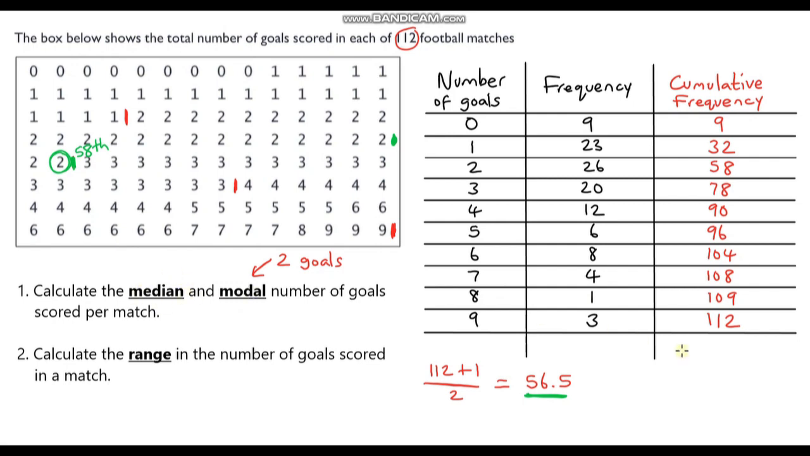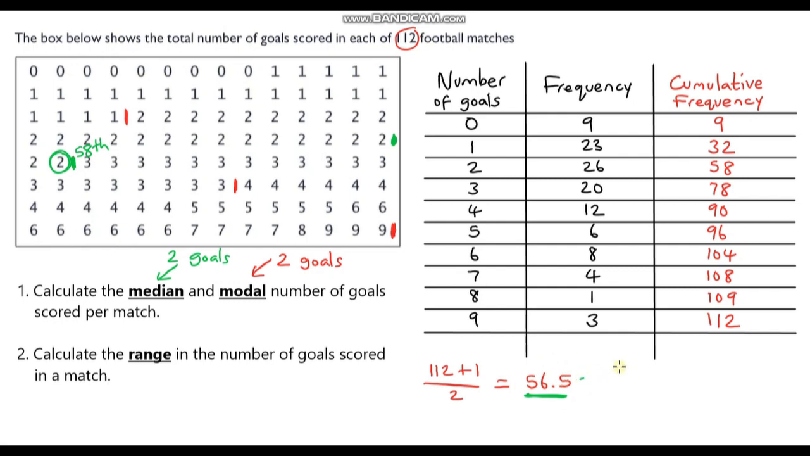Notice it's exactly the same as the median, and a lot of times they will be the same. So our median, well, that is going to be 2 goals. So just to recap what I did, we calculate the cumulative frequency, and then we take our total number of numbers we've got, we add 1 and divide by 2, and that gives us the position of the median.